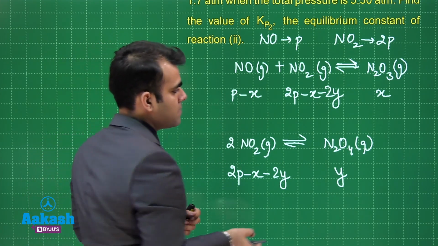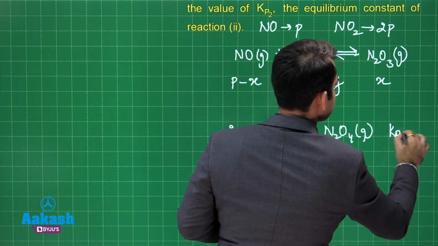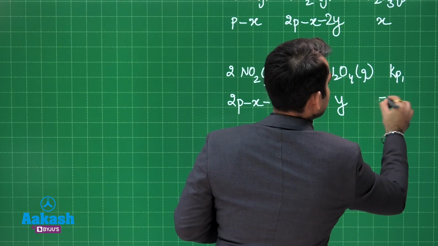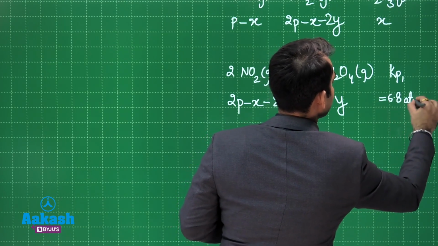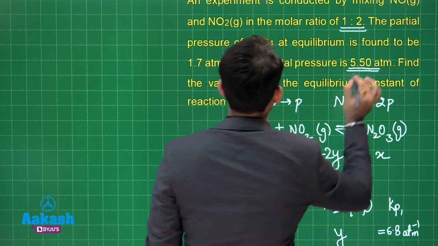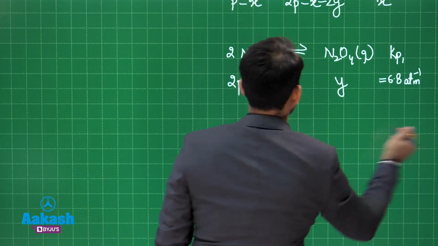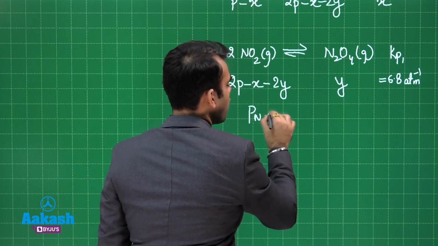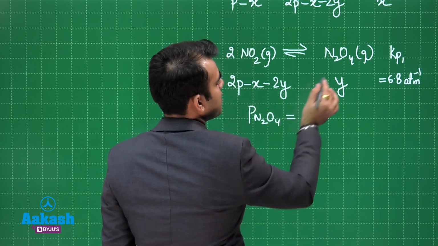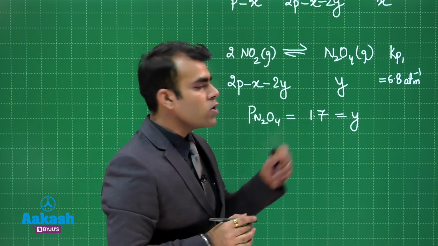Now after that, what is given to us is Kp1, that here Kp1 is 6.8 atm inverse, and also it has been given that at equilibrium, when the total pressure is 5.5, the pressure because of N2O4 is 1.7. You can see from here that the pressure because of N2O4 is nothing but Y. So from here we have calculated the value of Y.